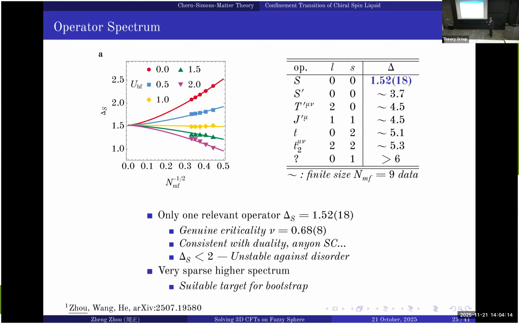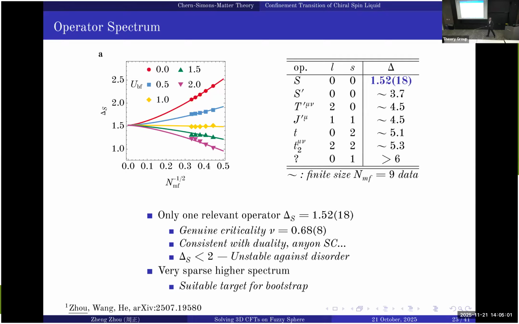Beyond the lowest, yes. What's the statement? It's consistent with duality. What does that mean? Because the duality has two descriptions with SU2 and two descriptions with only U1. So one necessary condition for the duality is that the anisotropy is irrelevant. The U1 gauge theory descriptions are also stable against the SU2 charged operators. So this can be verified from our operator spectrum.